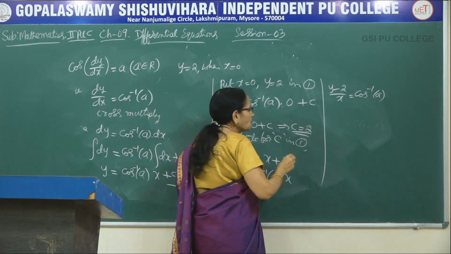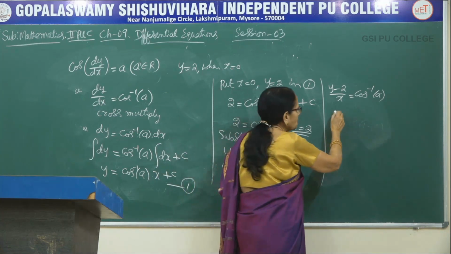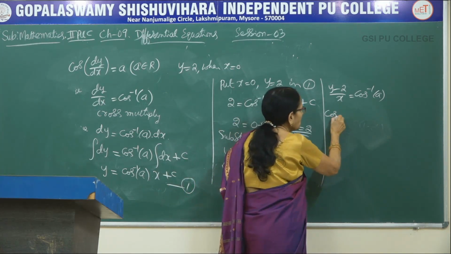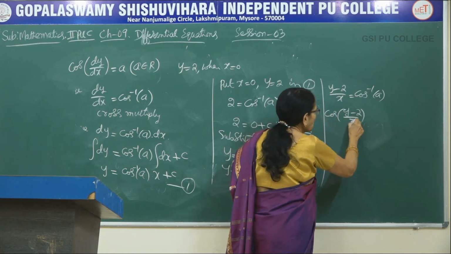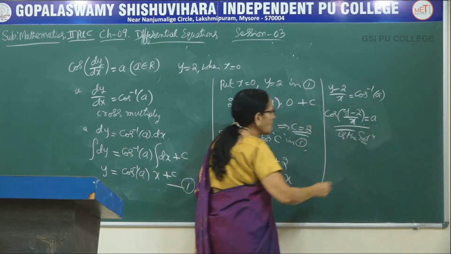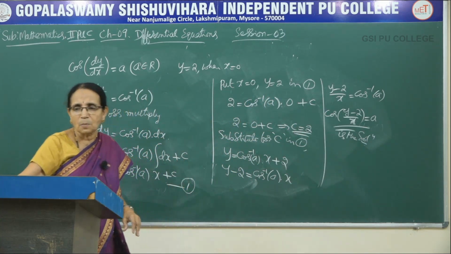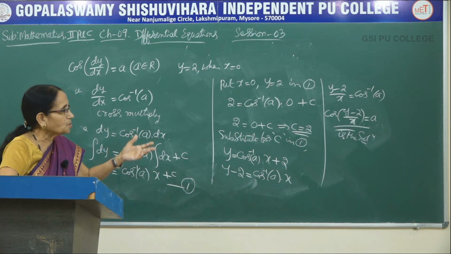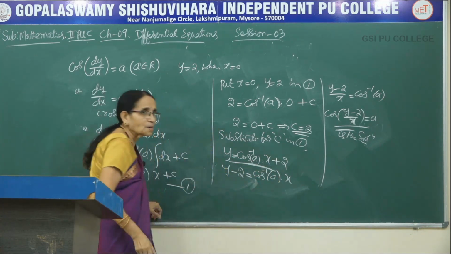There I made use of the definition of the inverse function. Here also I am making use of the same thing, that is taking this inverse like this, it is cos of y minus 2 by x equal to A is the solution. So the equation was given as cos of dy by dx. I am expressing that in the same form, but otherwise if you stop here also the answer is correct.